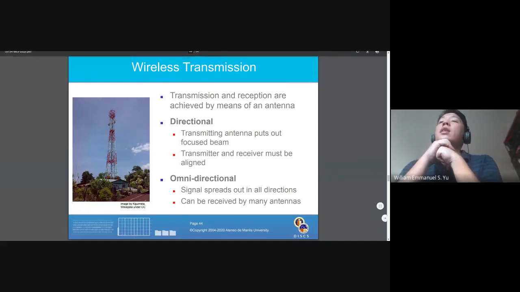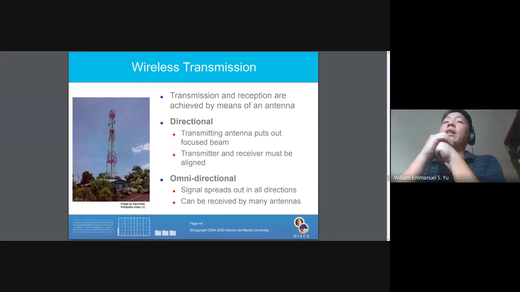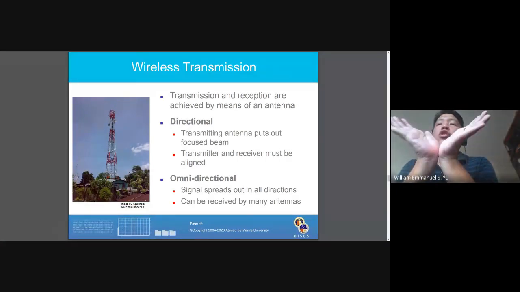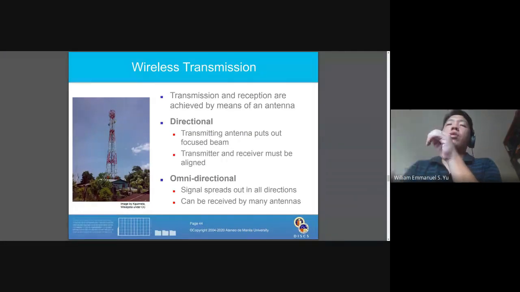So wireless transmission can either be directional or omnidirectional. On the left, you will see a picture of a cellular tower. There are some things that are notable here. The cell sites themselves, these long white things here that look like Neptune's trident, are what we call omnidirectional antennas. That means they can point at one sector and cover a range, right? So they spread the signal across multiple directions.